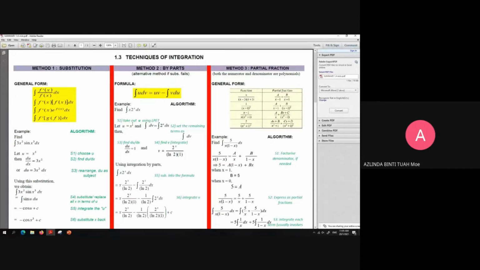According to the formula, other than u will be the second part, which is integral dv. So this is the second part. Other than x, other than u, we have integral 2 power of x dx. So itu dia punya second part: integral 2 power of x dx. So from one question, we divide into two. First part is u, second part is integral dv, according to formula.